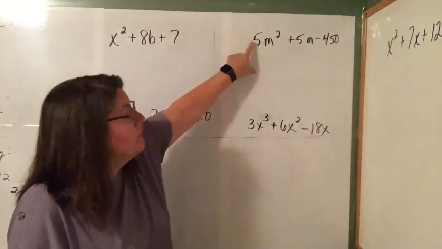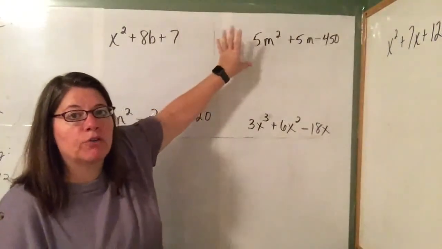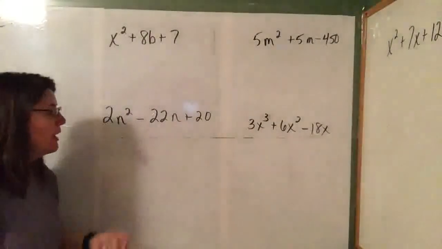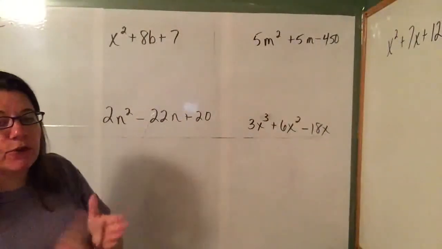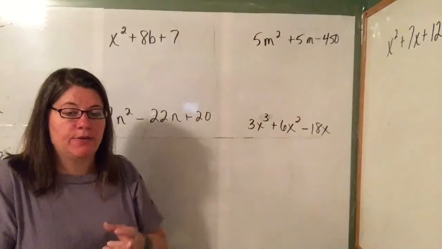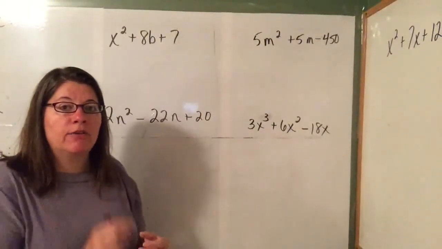This one has a coefficient of 5, so that's going to require a little bit more work. So we'll have to look and see what we're going to do. Now, when you're factoring trinomials, the first thing you always want to look for is: is there anything that will factor out of all of the terms?